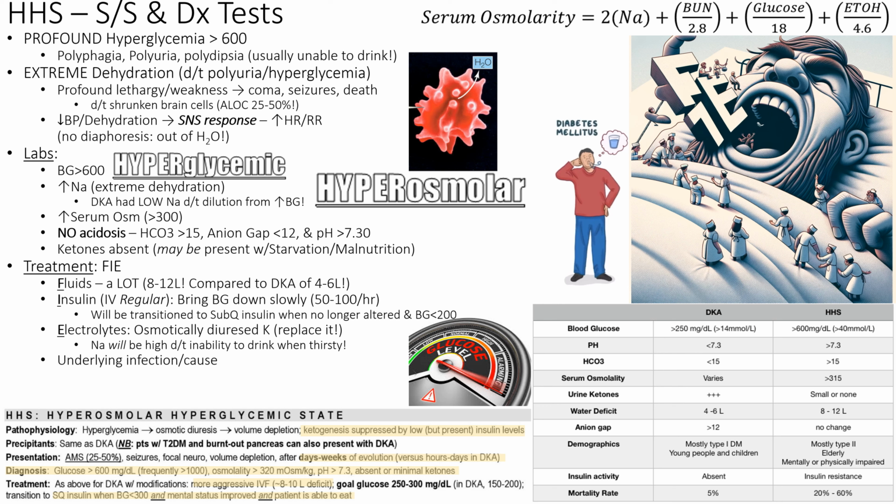So what are your symptoms? Do they get the abdominal pain and the nausea, vomiting? No, because that's what the acidosis did in DKA. In DKA, we had that acidosis present. That's why it's called diabetic ketoacidosis.